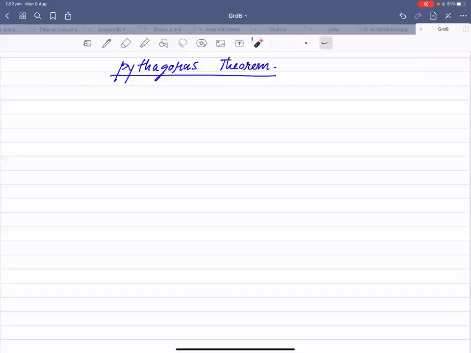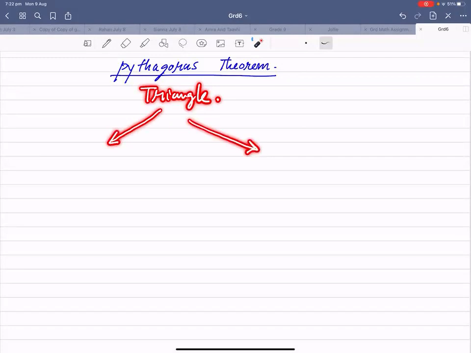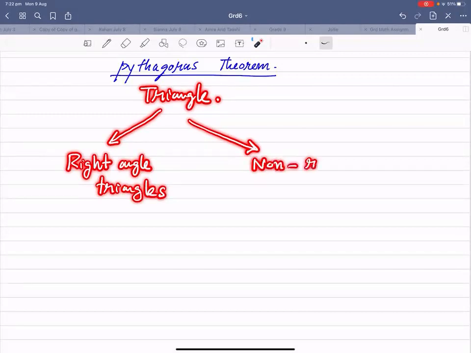What do you know about triangles? How many triangles? What kind of triangles will you usually have? You can have right angle triangles, and non-right angle triangles.